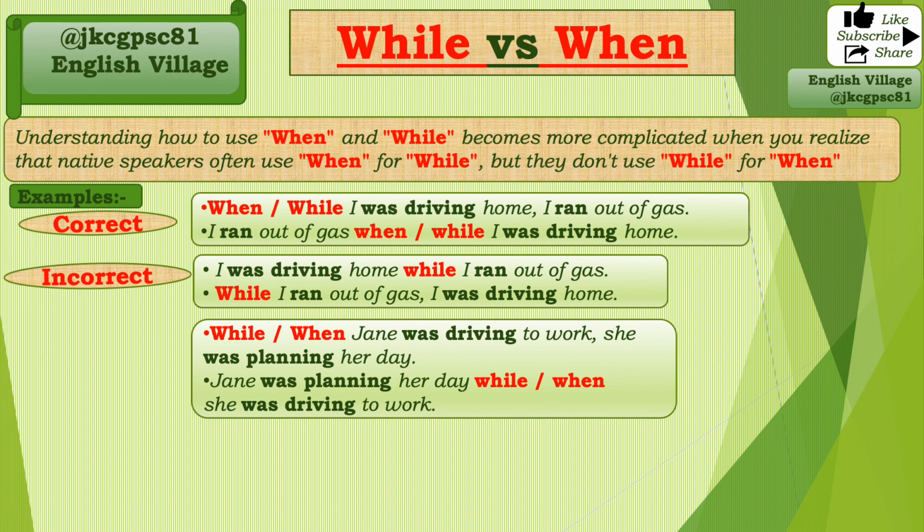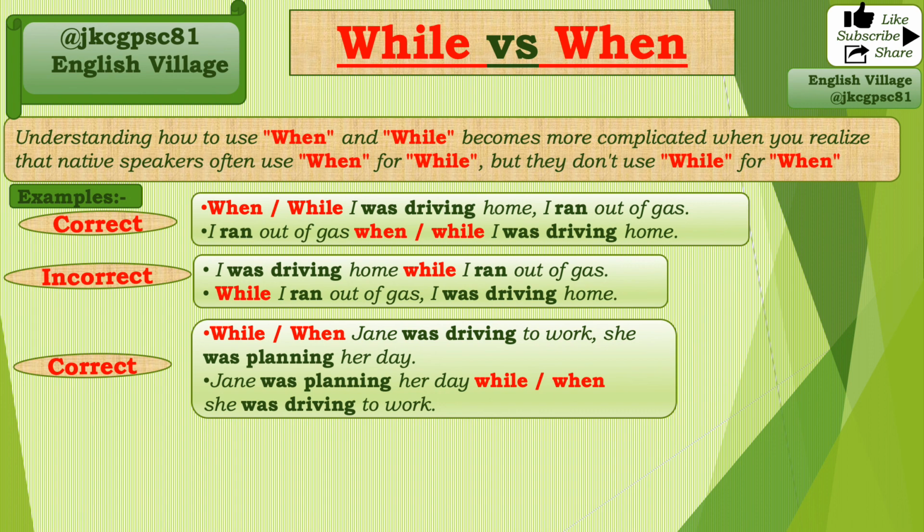And I can also use subordinating conjunctions or this clause as a second part of a sentence. For example, Jane was planning her day while, or I can say when, she was driving to work. This is also a longer action. In these two sentences, we have both sentences as longer actions. So I can use when or while with any part of a sentence since they both belong to longer actions. So while and when can be interchangeable if they are used with longer actions. That means continuous tenses. When is used with past simple, that means a specific point in the past.